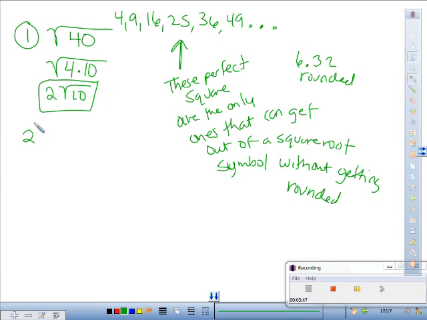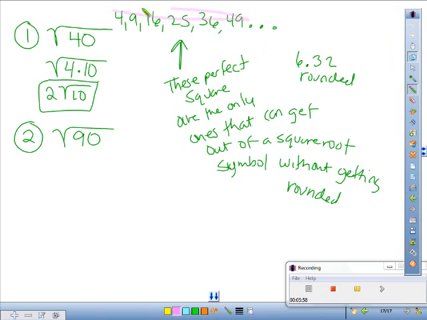So let's try another one. 90, because 9 is a pretty straightforward one. So you look at your list of perfect squares. Look here. Look at this list. I'm going to highlight them. And find one that will go into 90 evenly. Try which one.